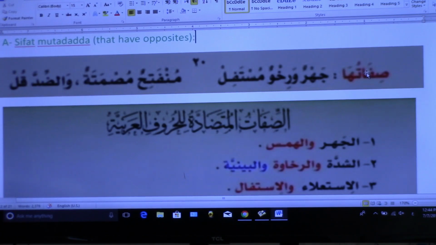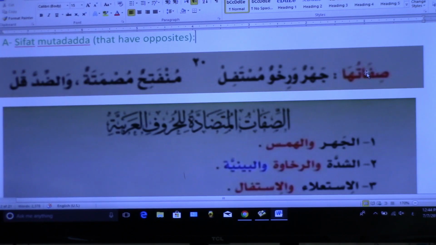So وَالضِّدَّ means the opposite. قُلْ means say. قُلْ هُوَ اللَّهُ أَحَدٌ means say, Allah is one and only one. قُلْ أَعُوذُ, right? So قُلْ means say. This is a command, a command for the singular person. Okay, let's go. جهر, that's the first sifa.